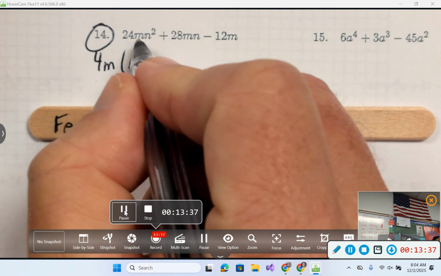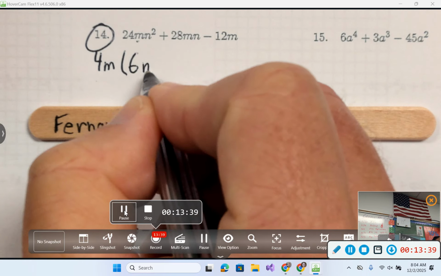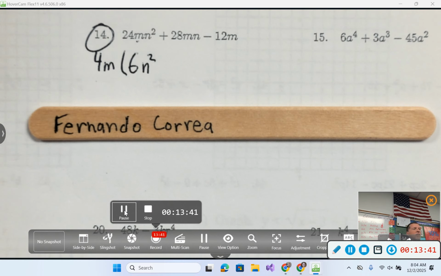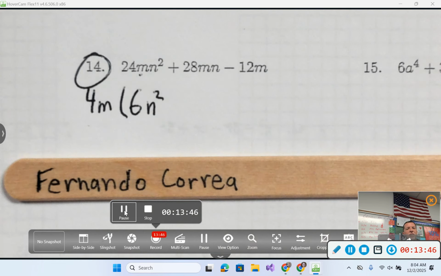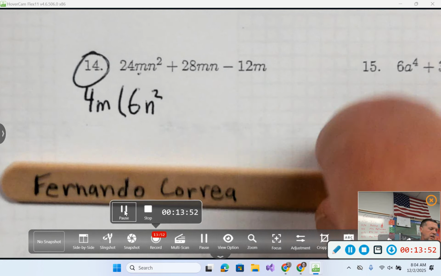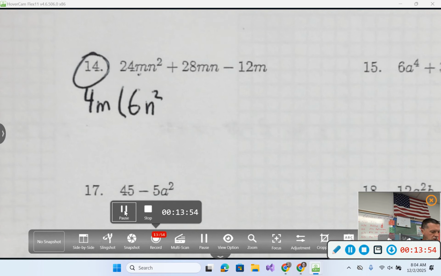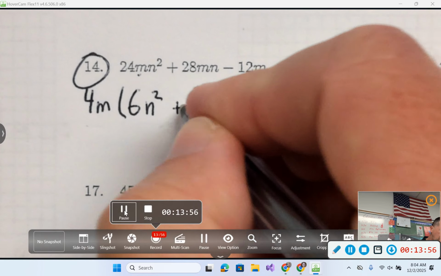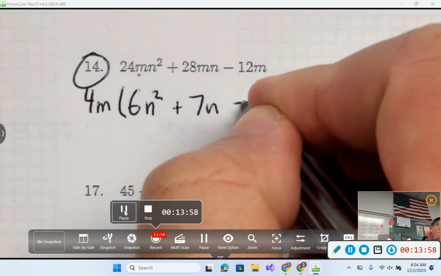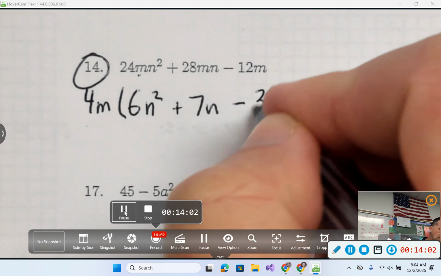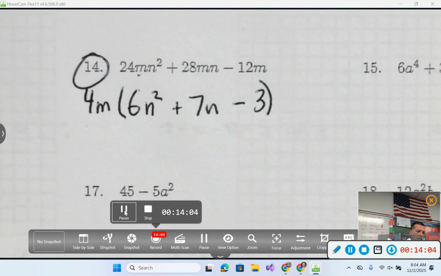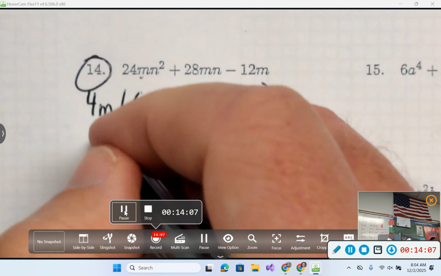Well, I took out the m, and that leaves both ends. Zoom in some more. I divided by the m, so that the m is gone, but the n squared is still there. So the next one would be 7n, and the last one, negative 3. And that looks like something we could factor.